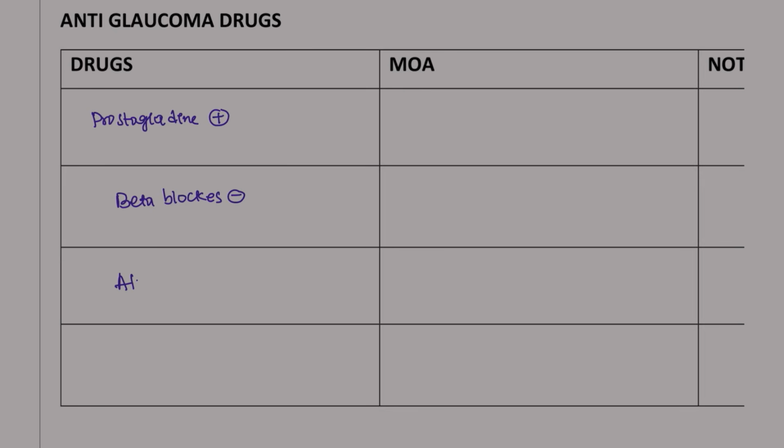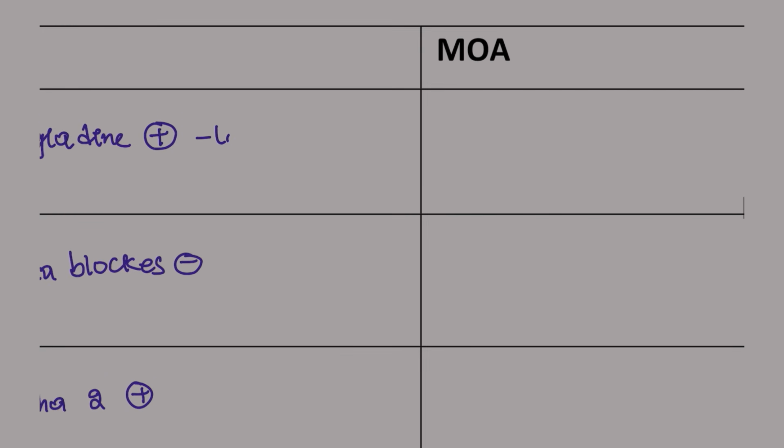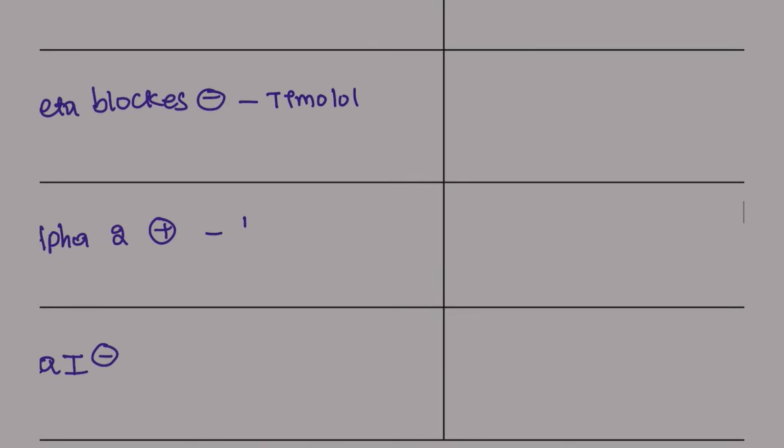Next, alpha 2 agonists, so increasing the alpha action. Next, carbonic anhydrase inhibitors. What are the examples of these? This is latanoprost. This is timolol, the drug that is available. And here we have apraclonidine, and also we have brimonidine.